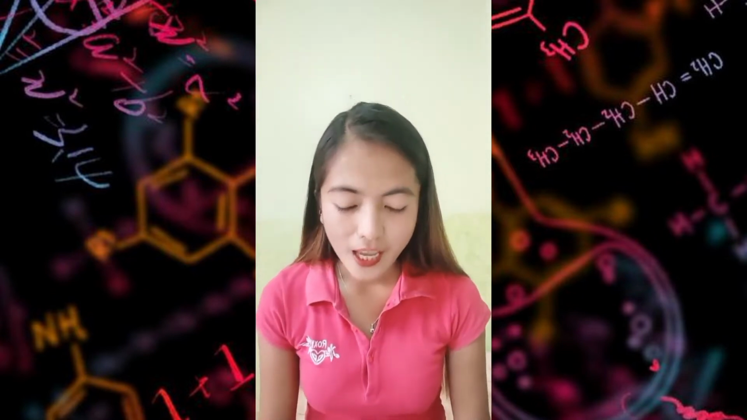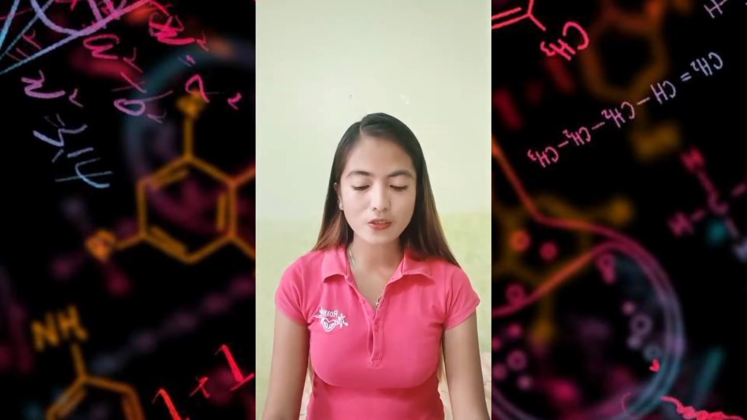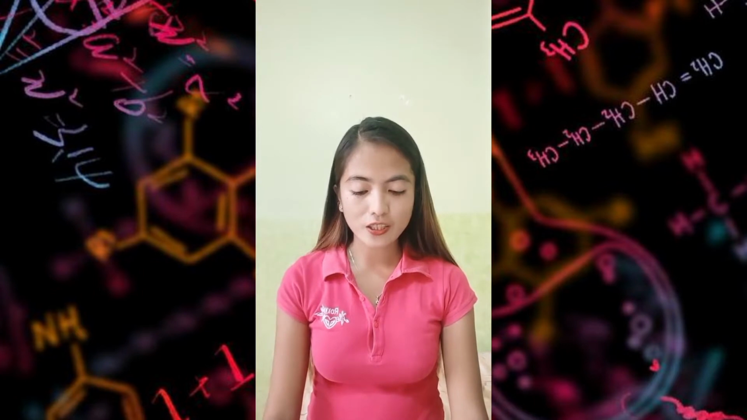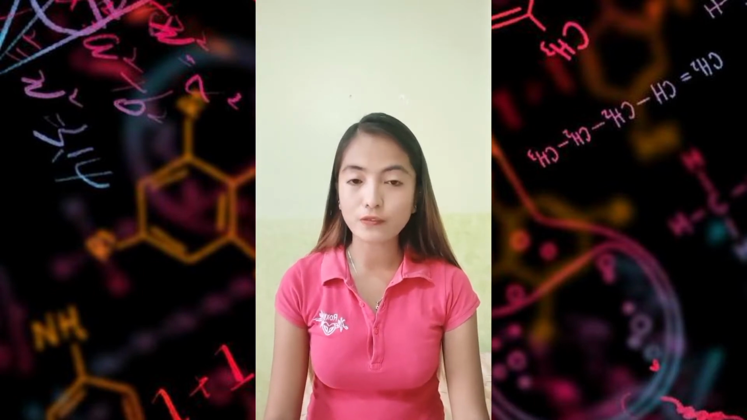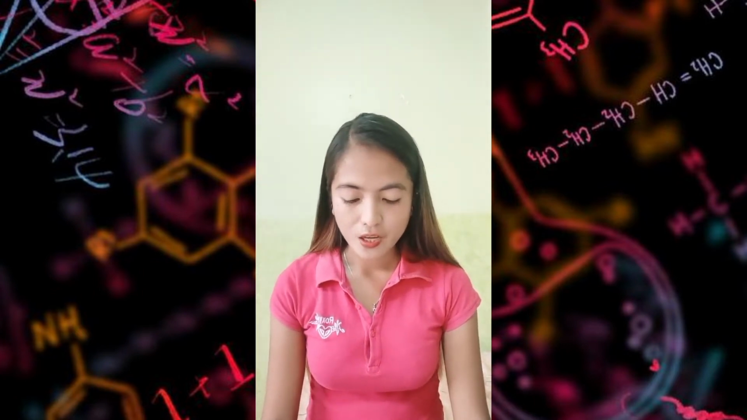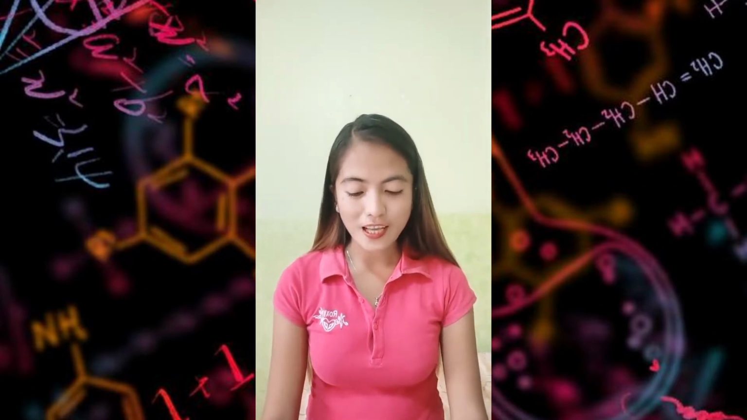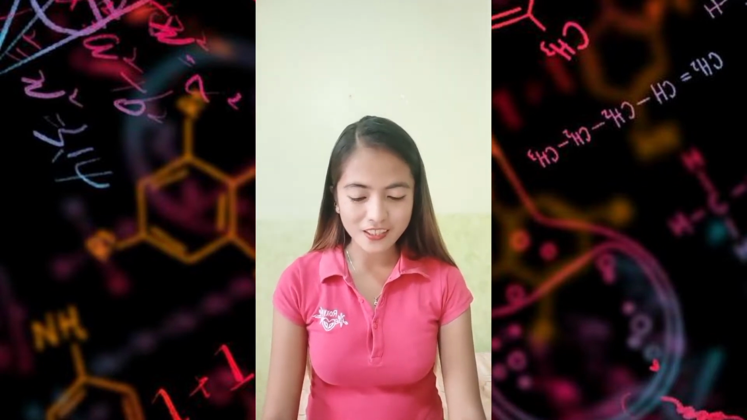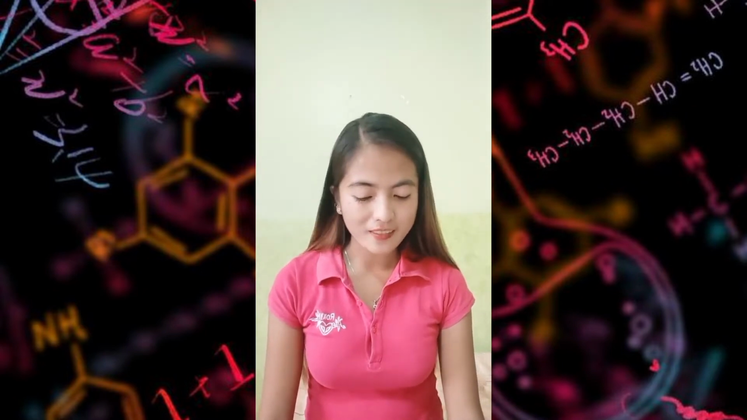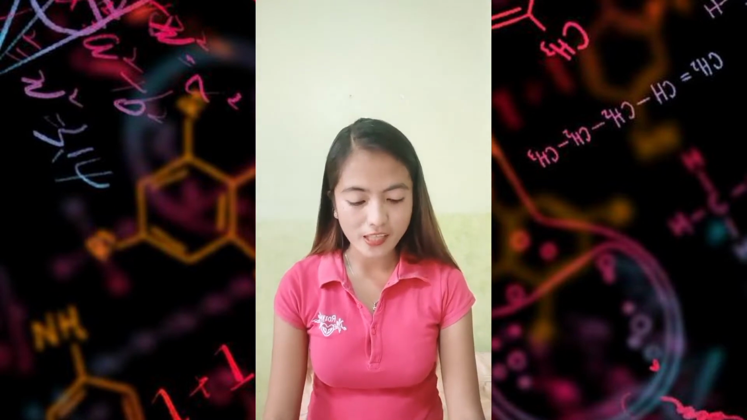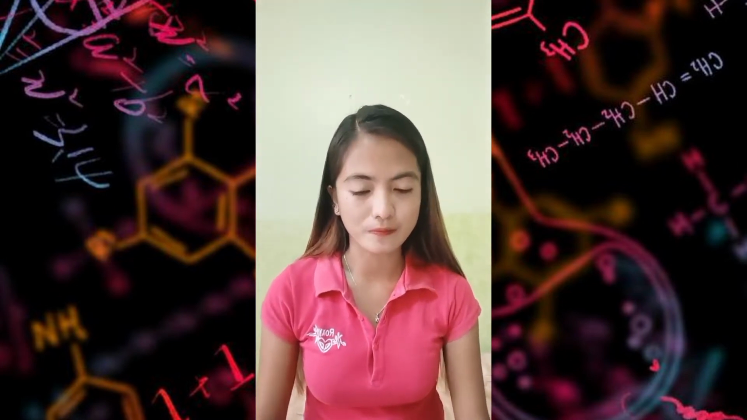C. Aluminum. Aluminum has 3 electrons in its outermost shell. Electron configuration of aluminum: 1s has 2 electrons, 2s has 2 electrons, 2p has 6 electrons, 3s has 2 electrons, and 3p has 1 electron.